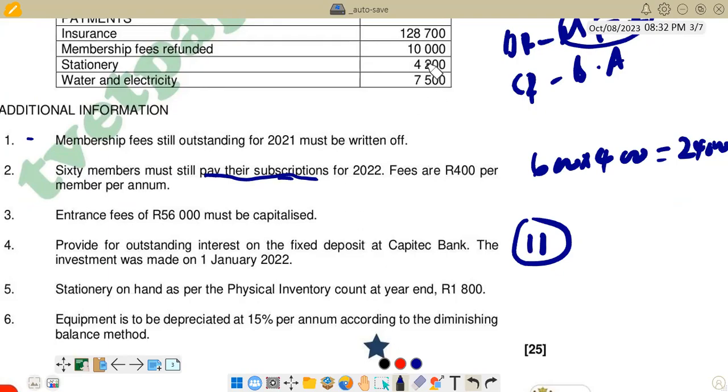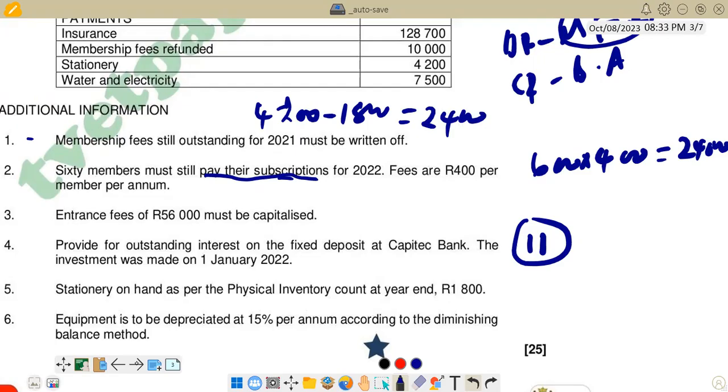Stationery. What it means is this stationery was bought, and then we try to see if there's any stationery left at the end of the year, to calculate the one that was used. The one that was used is the expense. So we bought 4,200, and then we come here on 5. They are saying that as per the physical inventory count at year end, stationery on hand is 1,800. So this was left. What was used is now 4,200 minus 1,800. If you calculate that correctly, you're going to get 2,400. So this is what we are going to put on stationery.